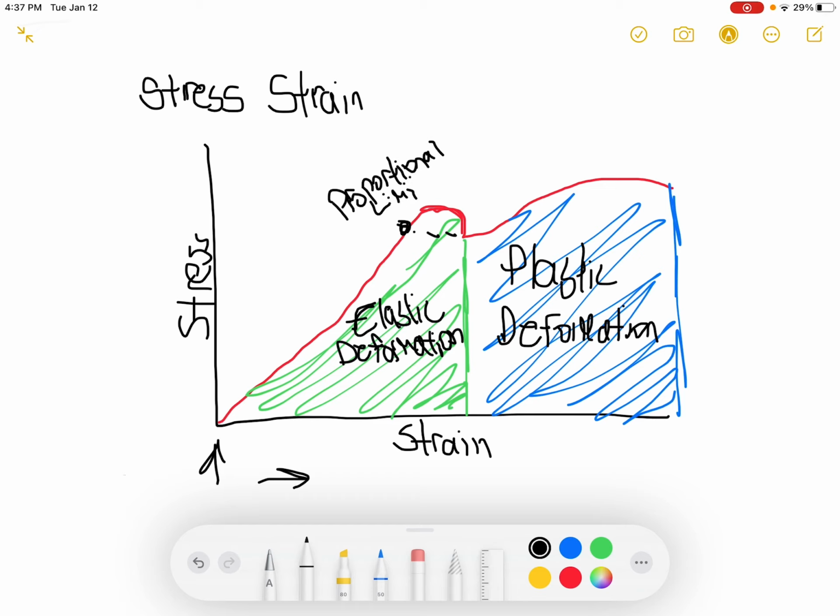Then the point that is the highest point at the hump is called the yield point. And then the last point over here is called the failure point. So the failure point is when the material would break.